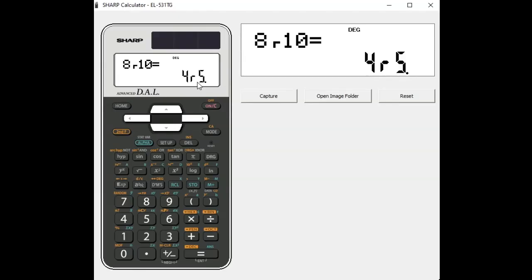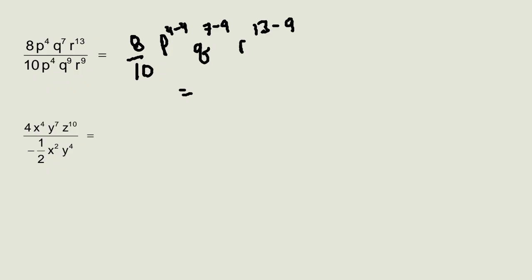But again, at this level, this isn't the type of stuff I'm expecting to see from you. You can use a calculator and just get your lowest terms fast if you need to, because sometimes the numbers will be a little bit trickier. So anyways, we get 4 over 5, p to the power of 0, q to the power of -2, and r to the power of 4.